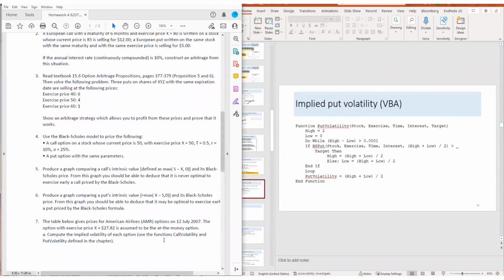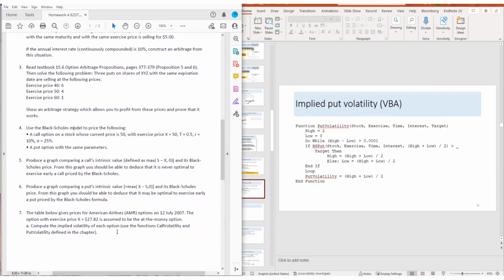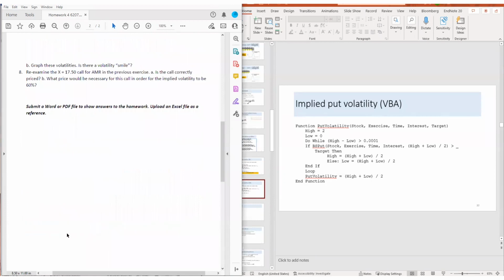Question 7 is about the implied volatility and the price of the option. You will have the table in the Excel file for the option on American Airlines. The option has an exercise price equal to 27.82, and this is assumed to be the at-the-money option, meaning that the current stock price is also 27.82. First, calculate the implied volatility of each option using the functions call volatility and put volatility. And then graph these volatilities to see if the volatility shows a smile.